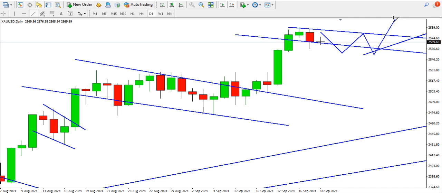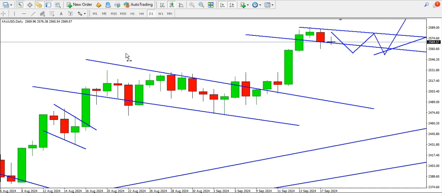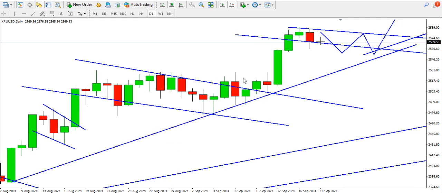But that's that for the daily time frame. The overall direction is still bullish. Buyers are still in control, and price is currently respecting the ascending trend line.